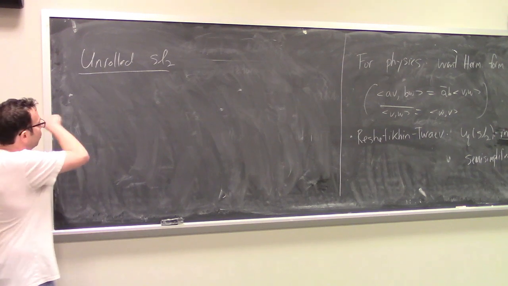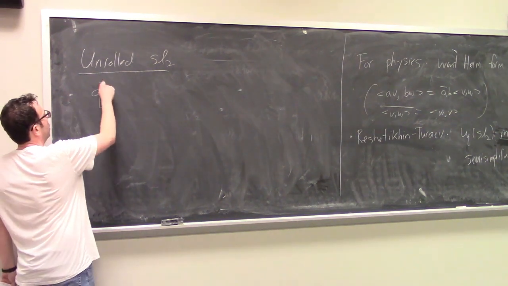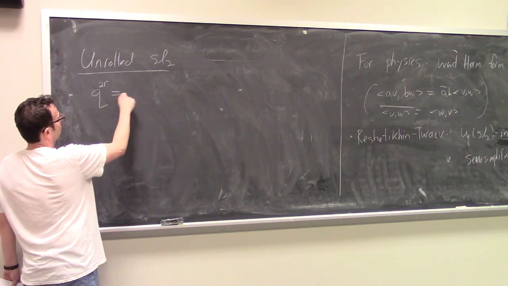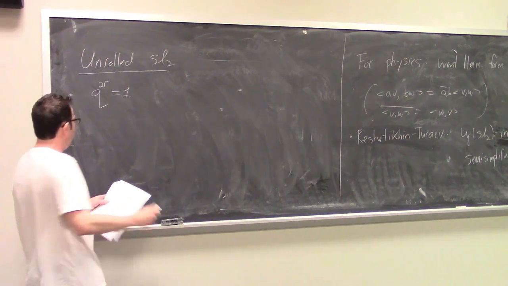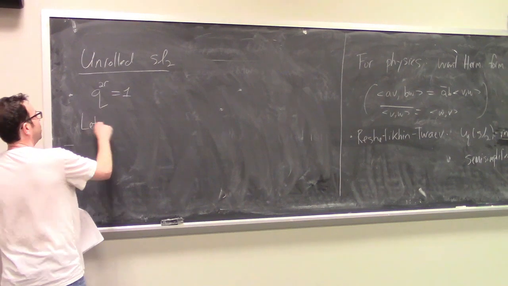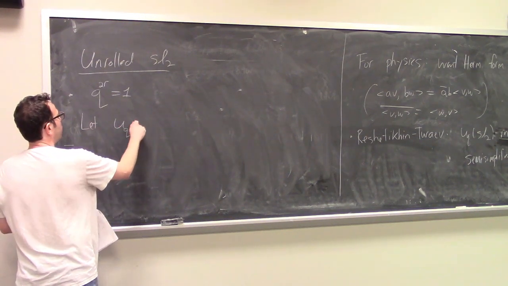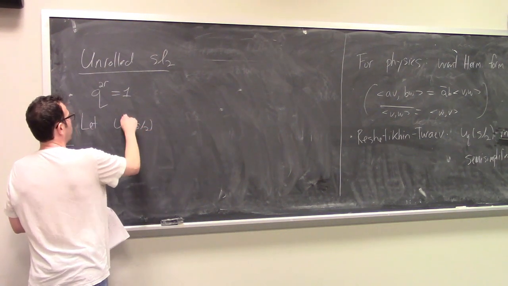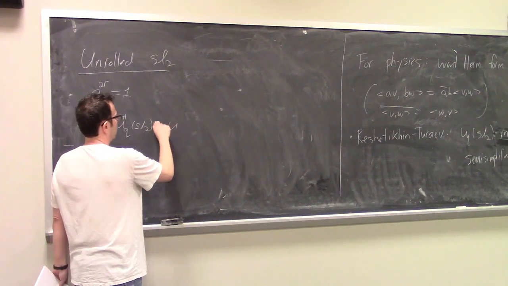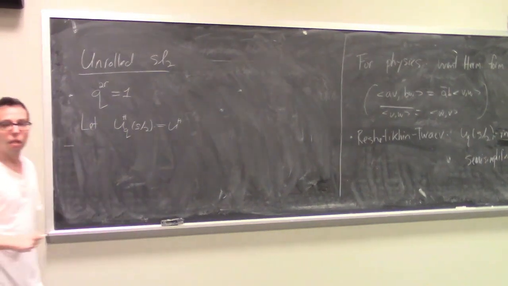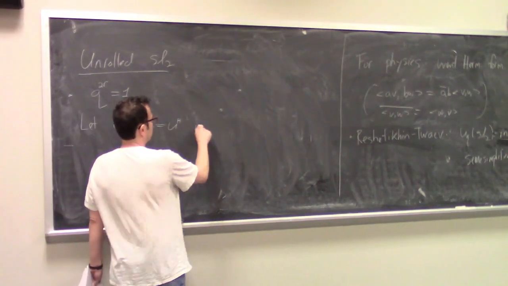Okay, so I'm going to fix a root of unity, and for some technical reason, I'm going to take an even root of unity. And so now we let U_q^H(sl2), I'm going to put this superscript of H, and I'm also going to just set this to be U^H. This is an algebra over C.